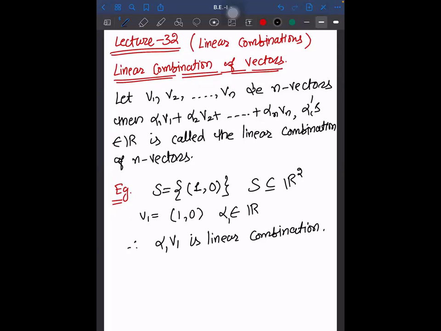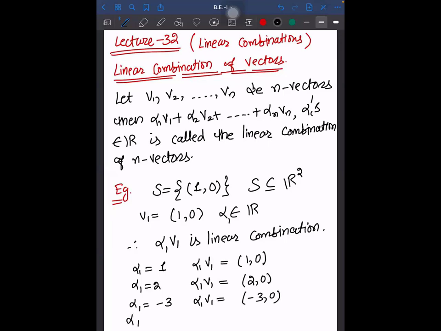Let's say I'm picking different real values of alpha. If I take alpha to be 1, then alpha 1 V1 will be (1, 0). If I take alpha 1 to be 2, then it is (2, 0). If alpha 1 is minus 3, it will be (minus 3, 0). If alpha is root 5, it will be (root 5, 0). So if I keep on changing the values of alpha, what will I get? The x-axis. Yes.